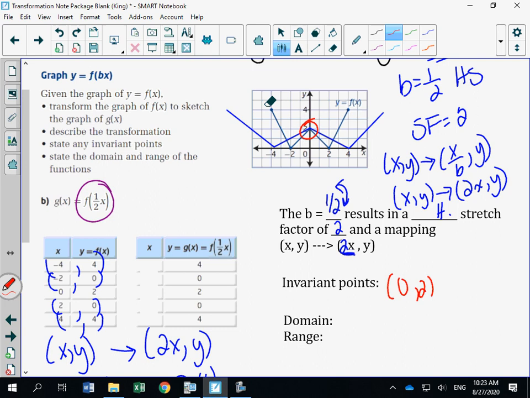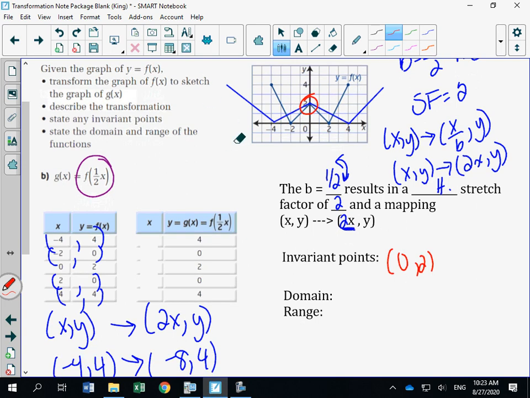Remember your b value, it affects your x's, so your domain is affected. Your new domain now is -8 to 8, and your range is unaffected, 0, 4. So remember that when it undergoes a horizontal stretch, the range doesn't change.